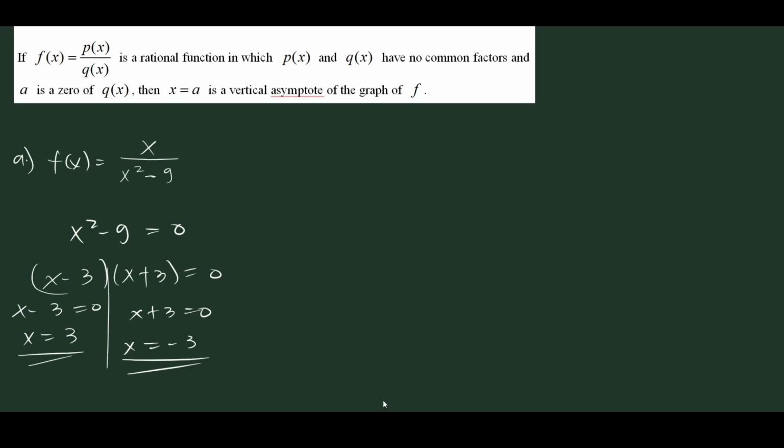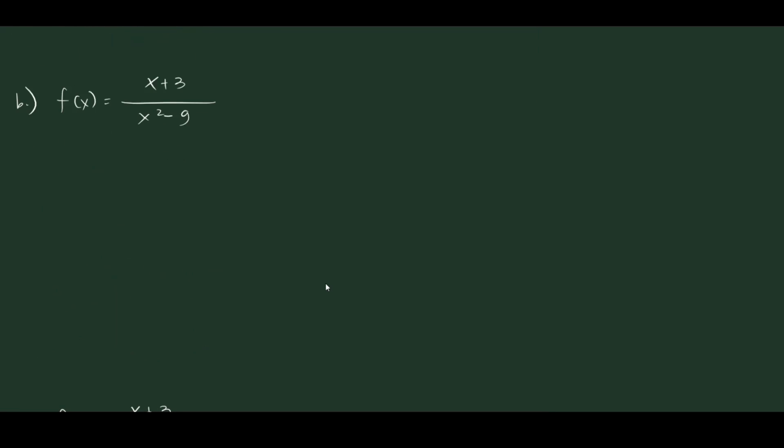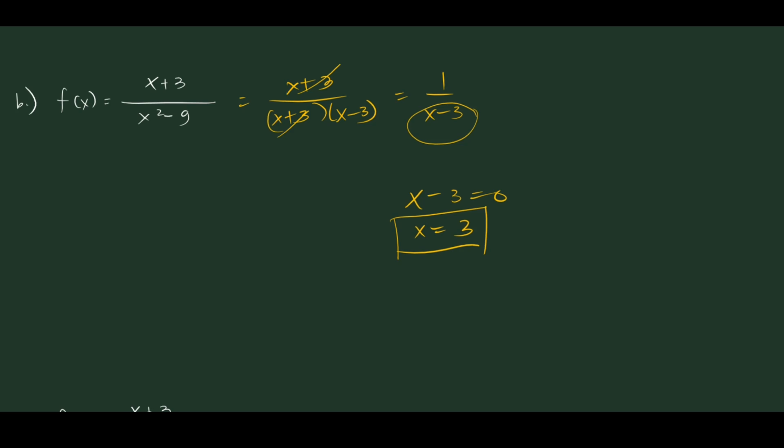Let us now proceed to the second item. This second item is a little bit different because, as you can see here, if we factor out the denominator, which is x plus 3 multiplied by x minus 3, we can cancel out x plus 3. So we are left with 1 over x minus 3. In order to find the vertical asymptote of this, we just need to find what makes x minus 3 equal to 0. So x minus 3 is equal to 0, that would be x is equal to 3. So this is your vertical asymptote.